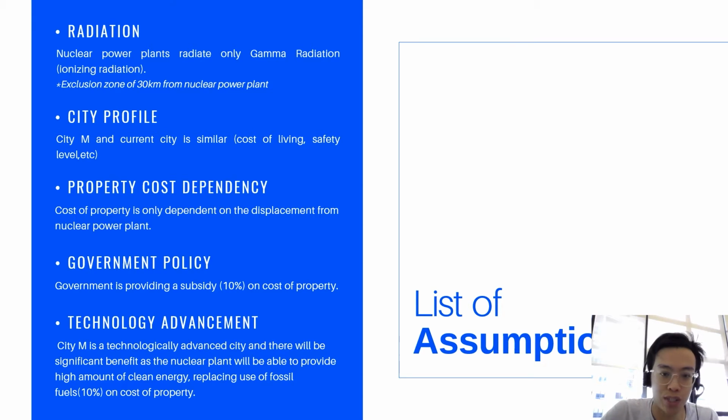Cost of property is only dependent on the displacement from nuclear power plant. So we know that cost of property has many other factors, but for this model, we will only consider the displacement from nuclear power plant. Government is providing a 10% subsidy on the cost of property, and the reason why they will be doing this is to incentivize people to migrate to CTM. CTM is a technologically advanced city, and there will be significant benefit as the nuclear plant will be able to provide high amount of clean energy replacing fossil fuels.